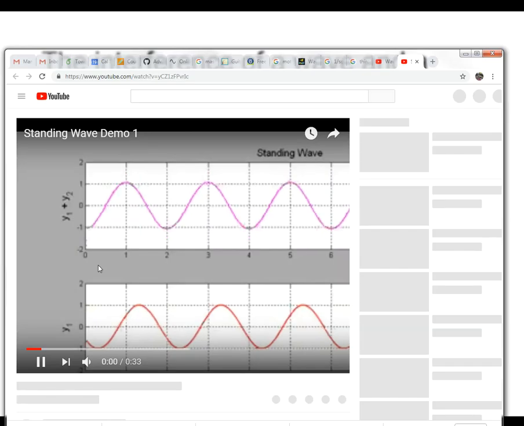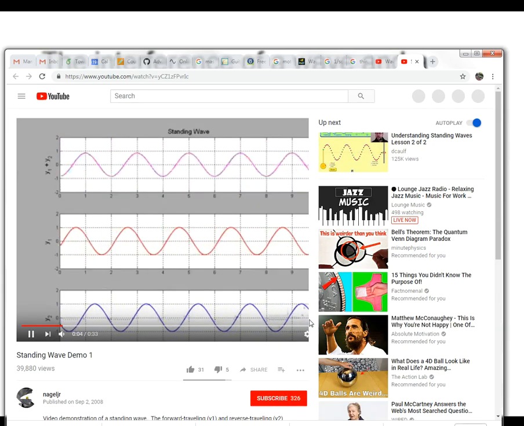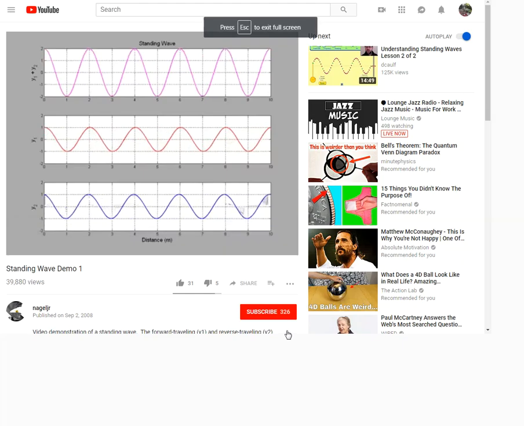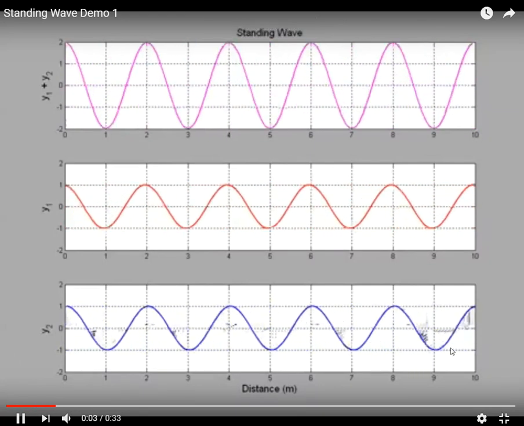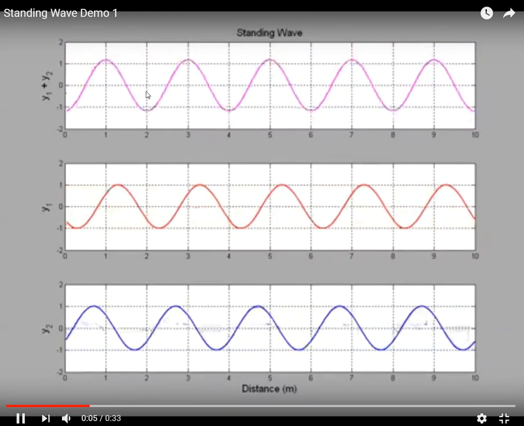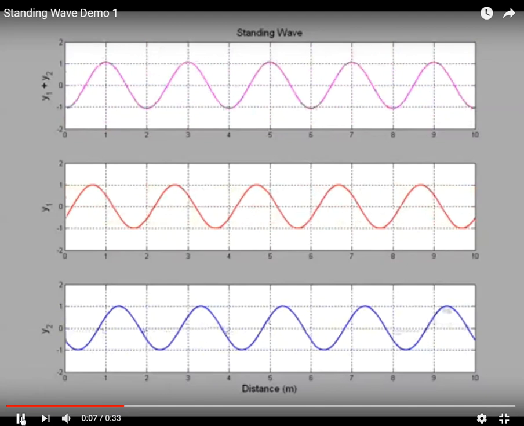What you're looking at here is two different waves. It's still trying to figure out how to maximize here. Just a second. Okay, there we go. What you're looking at is one wave that's going to the right, one wave that's going to the left, and the thing at the top is the addition of the two.